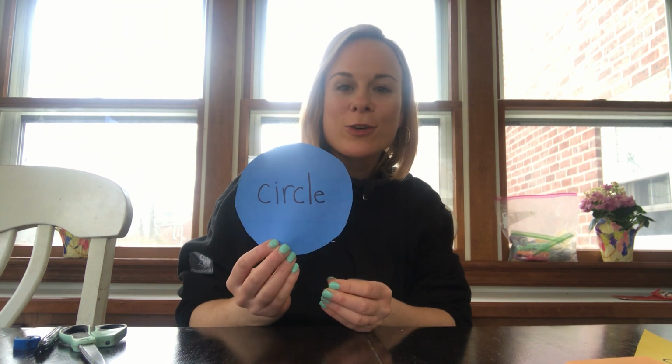All right, let's do this one. You have seen this before, I'm sure. This is the circle, boys and girls. Now the circle goes round and round. I have a question for you. Does the circle have any lines?